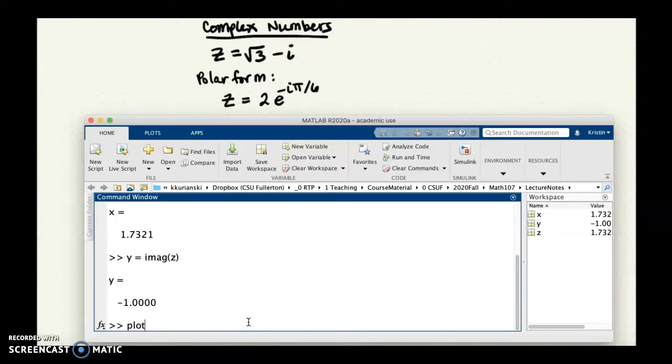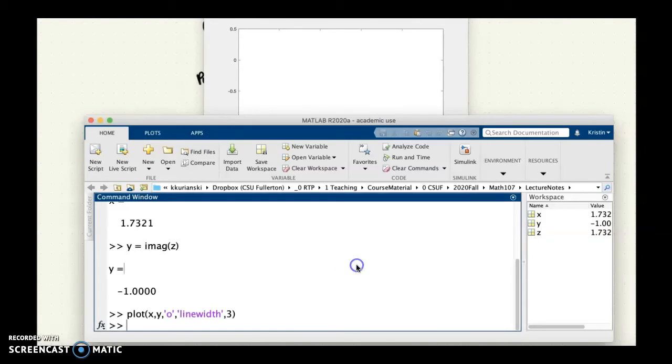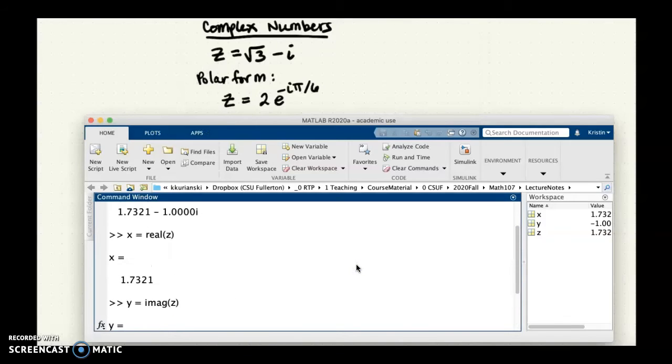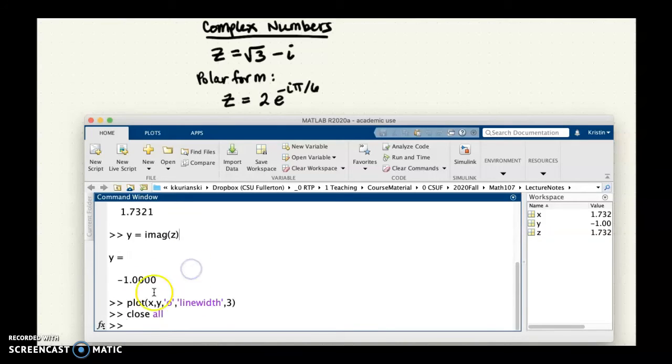So then I would plot x comma y, and I'm going to use a circular marker and a line width of 3. So here's our plot. Our real axis is showing that we're going a distance of square root of 3, which is about 1.7 something, so it's right here. And on our y-axis, we have negative 1. So this is our number z in the complex plane. So I just wanted to show that really briefly. You just set x equal to the real part, y equal to the imaginary part using imag z, and then you plot x, y.